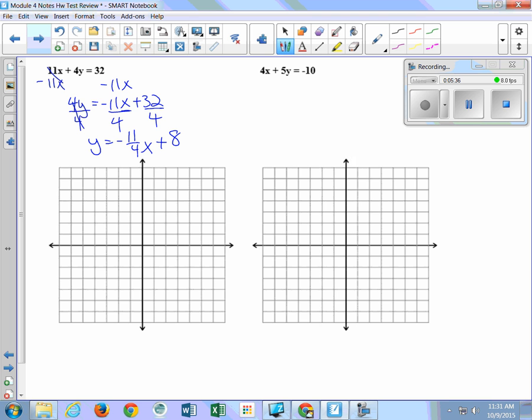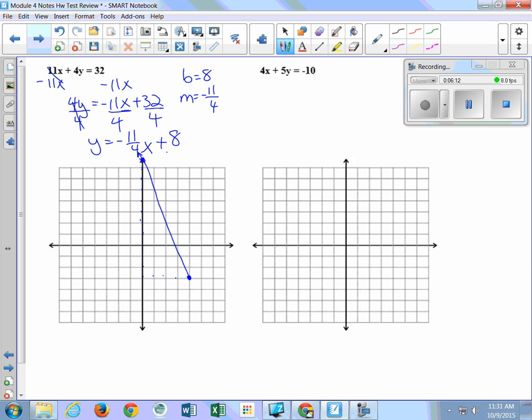So I have a y-intercept of 8, and the slope is negative 11 over 4. So 1, 2, 3, 4, 5, 6, 7, 8. It's right there. Count down 11 times. 1, 2, 3, 4, 5, 6, 7, 8, 9, 10, 11. Now I need a negative line, so I have to go to the right 4 times. 1, 2, 3, 4, and put a point.